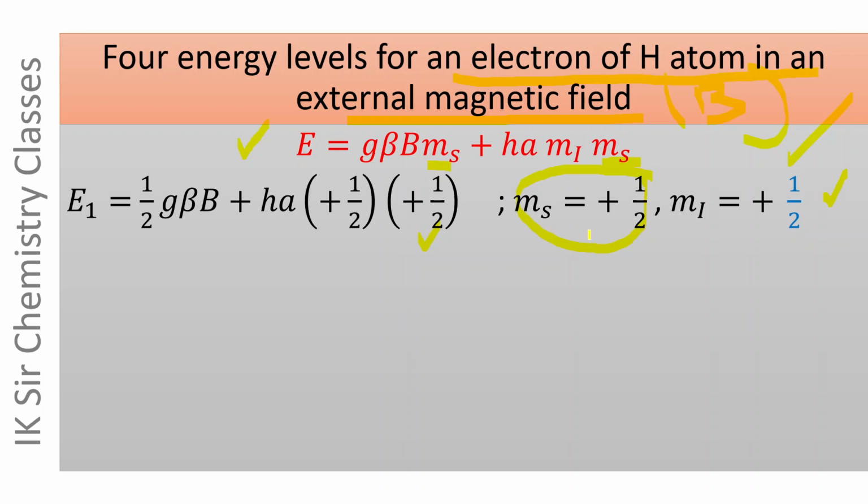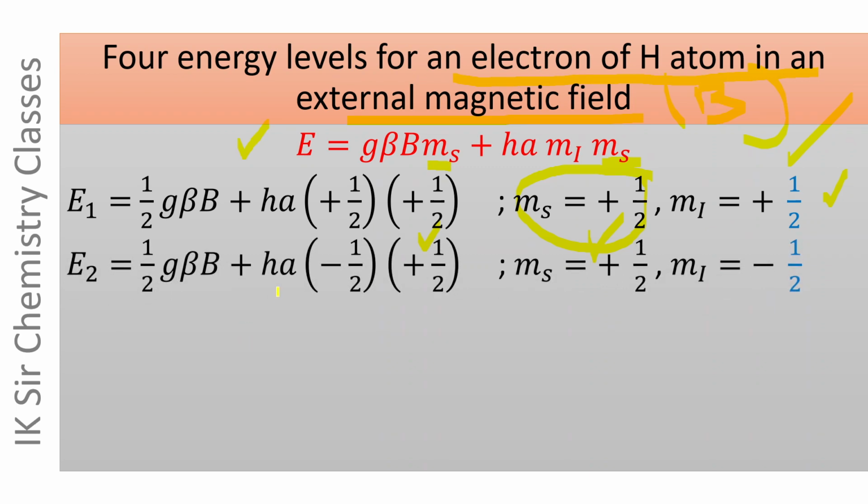And if ms is plus 1 by 2, mI may be minus half. In this case, the energy of the electron will be E2, equal to 1 by 2 g beta B minus h a, where mI is minus half while ms is plus half. So if ms of the electron has value plus 1 by 2, mI can have two values, plus half and minus half, and accordingly there are two energy levels for the electron with ms equal to plus half.